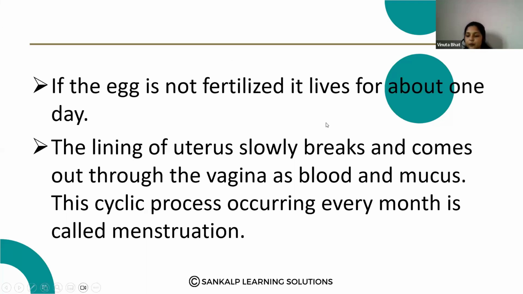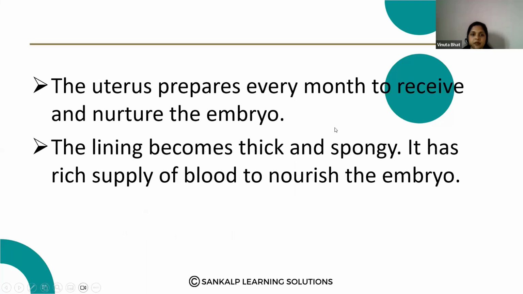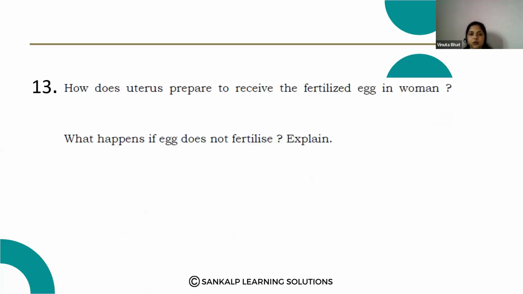I will give 1 minute to write this question. Please note down the answer. So this is the question. How does the uterus prepare to receive the fertilized egg in a woman? What happens if the egg does not fertilize? Explain.